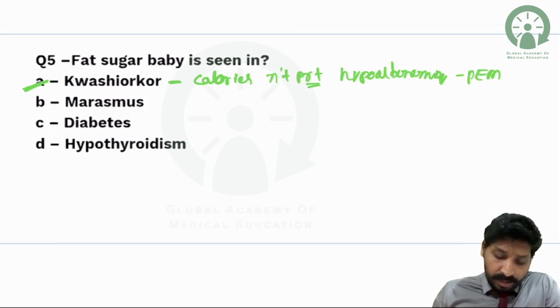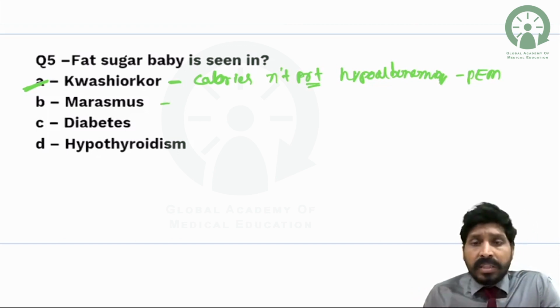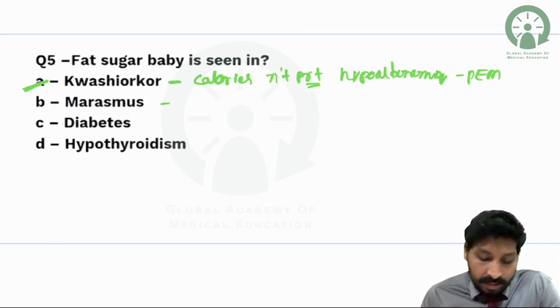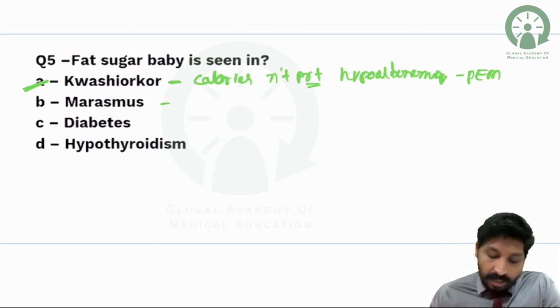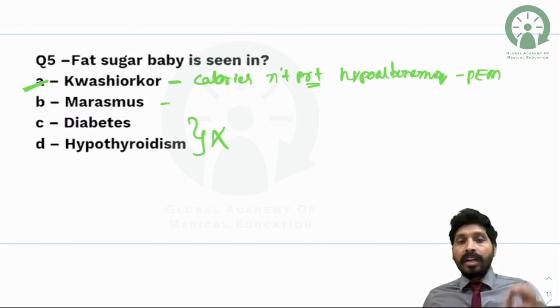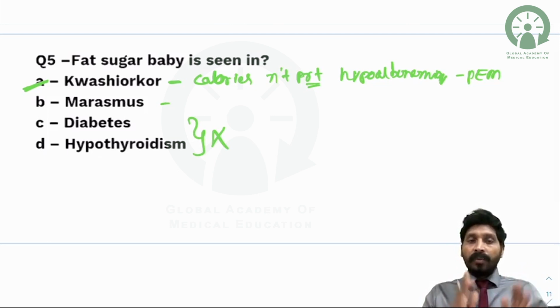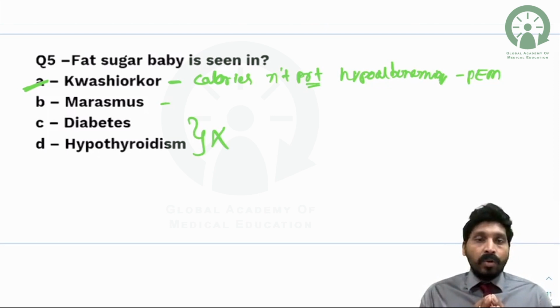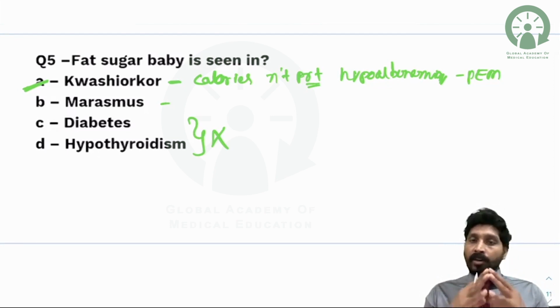So in marasmus, there is calorie deficiency, so that is a wrong option. So no diet at all, the calories itself are deficient. Diabetes and hypothyroidism, again they are not the correct options. So fat sugar baby is seen in, and it is a characteristic feature of what? Protein energy malnutrition, kwashiorkor. So remember the difference between kwashiorkor and marasmus. In kwashiorkor, the diet is okay, I mean calories are maintained but not proteins. In marasmus, food itself is not maintained, the baby is not consuming ample amounts of diet.